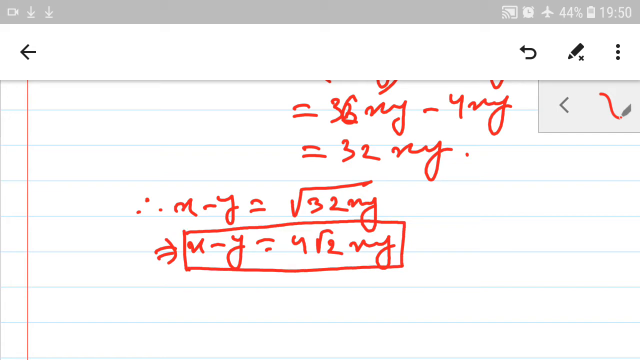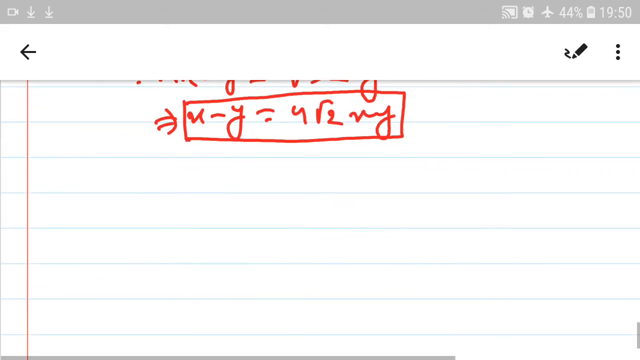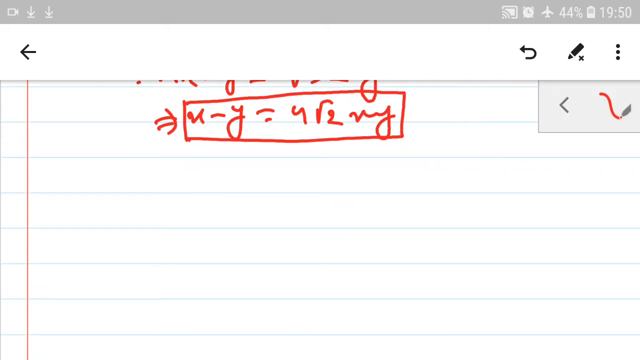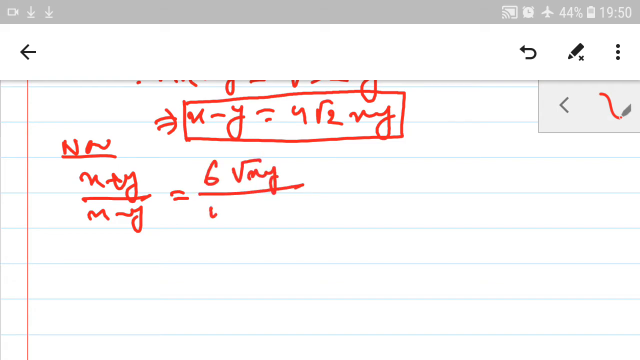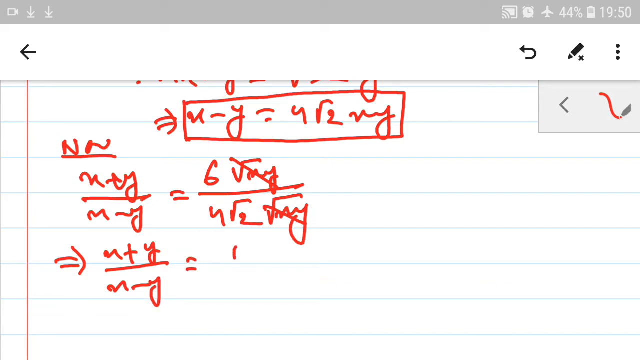So in that case, whenever questions are related to GM, then you do one thing, find the ratio. The ratio states that (x plus y) divided by (x minus y) is equal to x plus y, which was 6 root xy, divided by this, 4 root 2 into root xy. Now I can easily get that these two are getting cancelled. Then we are left with (x plus y) divided by (x minus y), it is equal to, cancelling the terms, I will get 3 by 2 root 2.